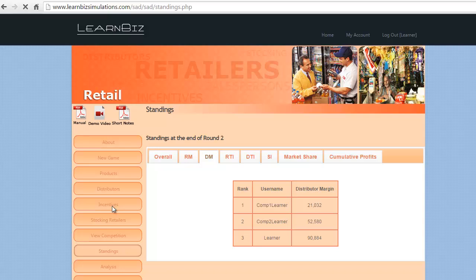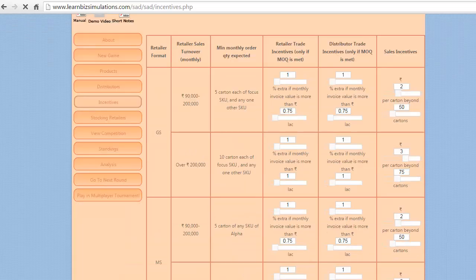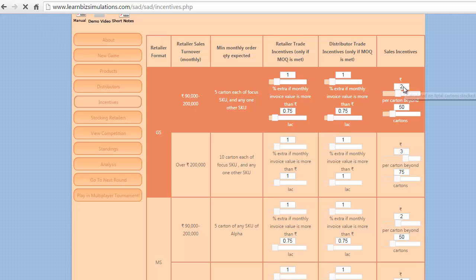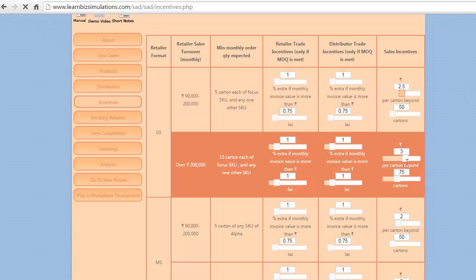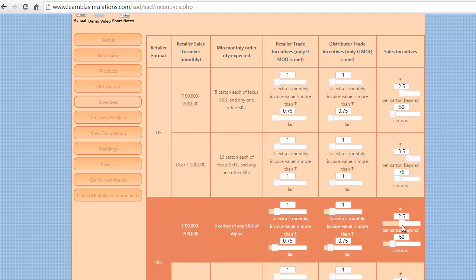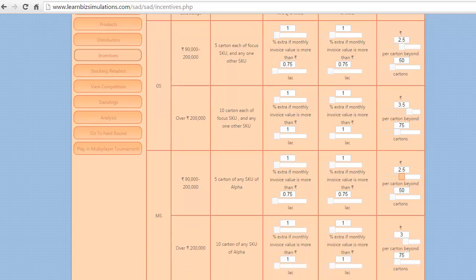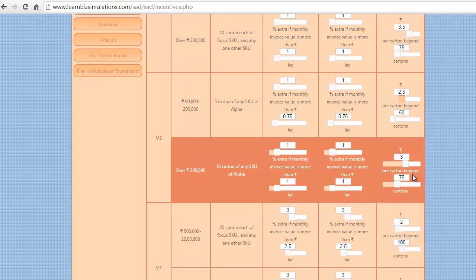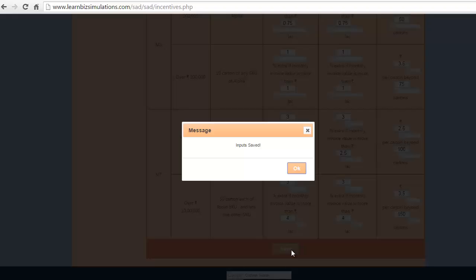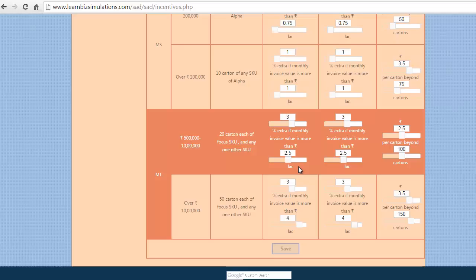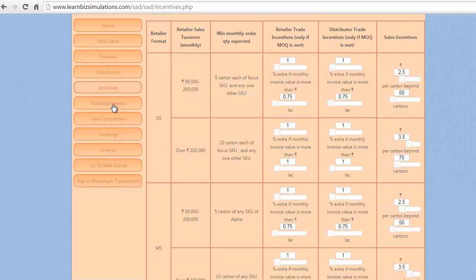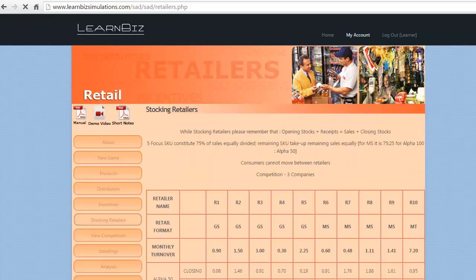Let us move to the third round. In this round, we could make modifications to the incentives which could aid in the sales growth. We decide to keep the retail trade incentives and distributor trade incentive as it is, but increase the sales incentive by 0.5 under all the categories. We decide not to make any changes in the distributor's margin and get into stocking.